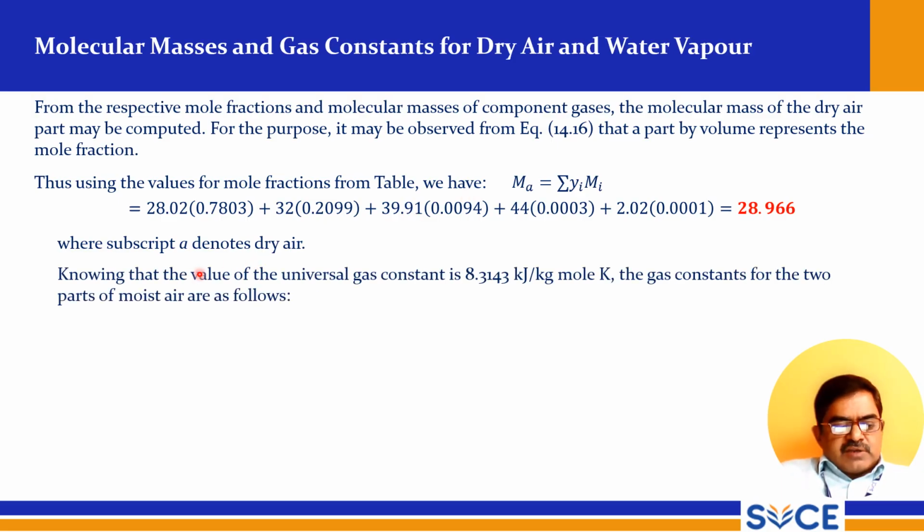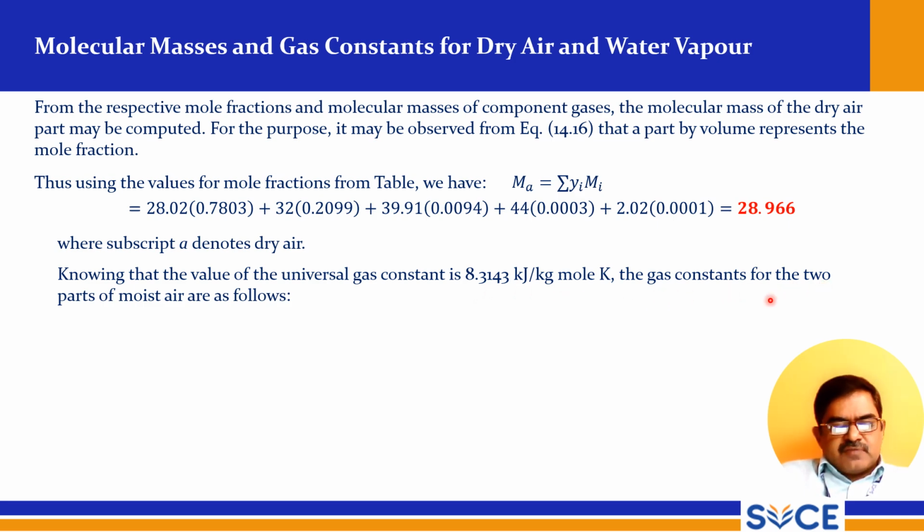Knowing the value of the universal gas constant, which is 8.3143, please remember this value. You are going to apply it in most of the problems, and while solving problems this value is very handy. You have to remember it. It is 8.3143 kilojoules per kg mole Kelvin.